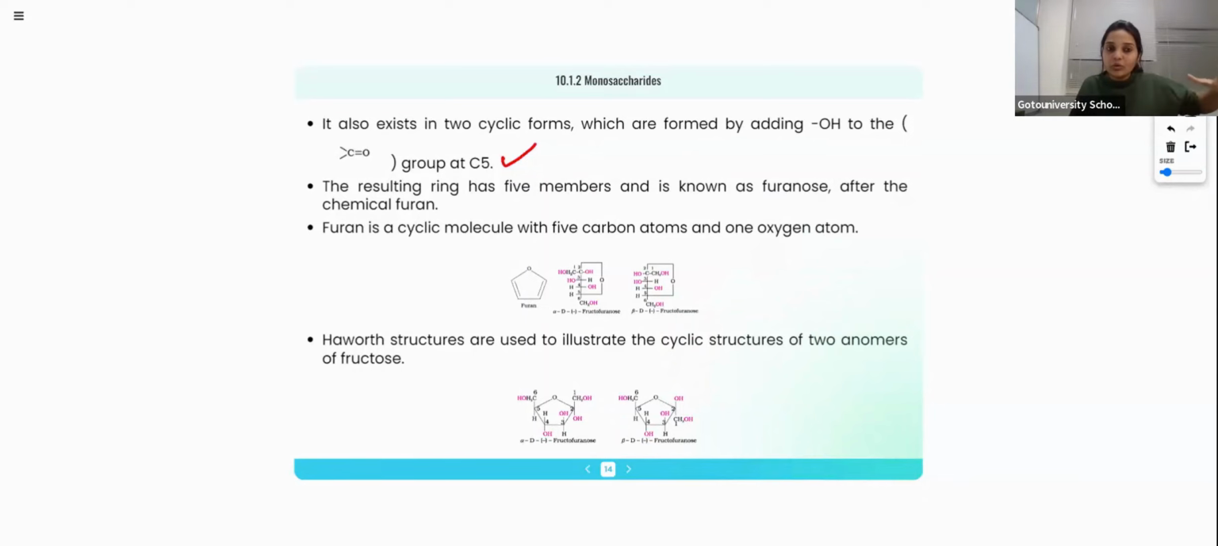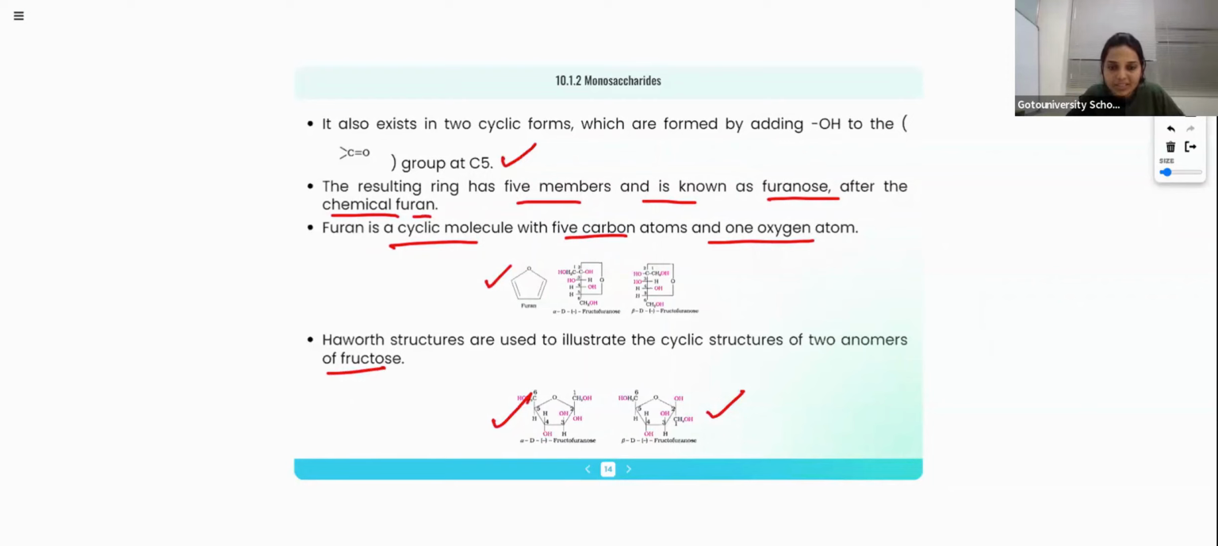I told you glucose exists in the pyranose form, that is the ring structure. In the case of fructose, it is furan, that is the furanose structure. The resulting ring has 5 members and is known as furanose after the chemical furan. This is furan. Furan is a cyclic molecule with 5 carbon atoms and 1 oxygen atom. However, structures are used to illustrate the cyclic structure of the 2 anomers of fructose. These two.